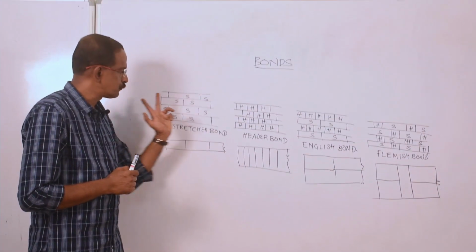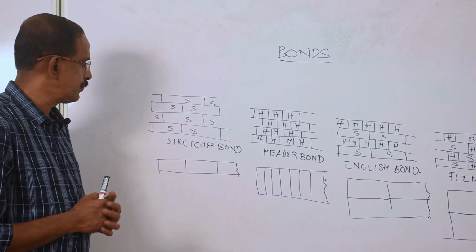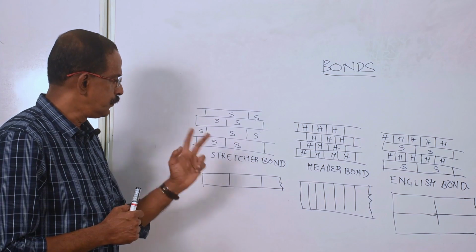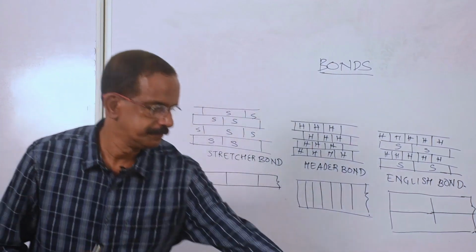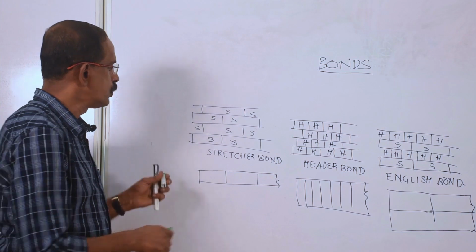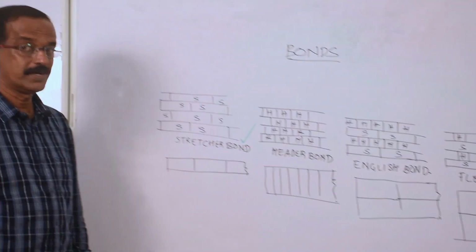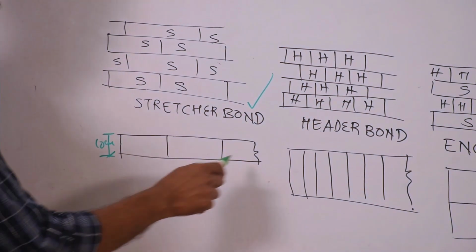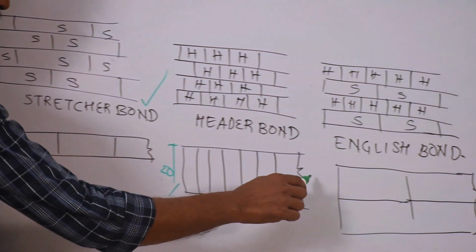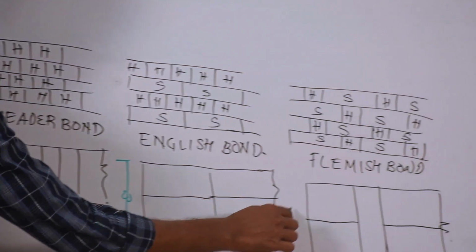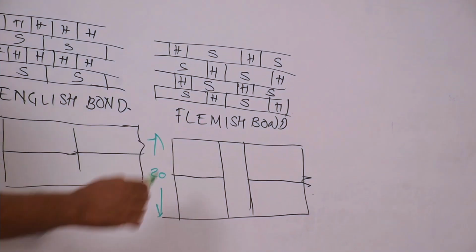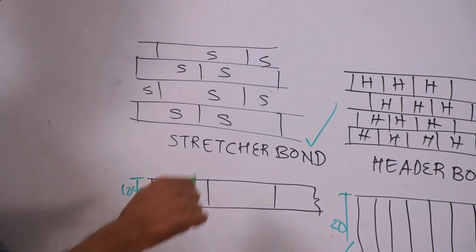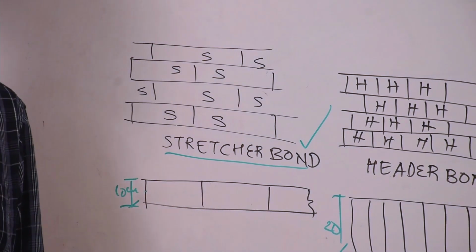Now, out of these four bonds, one bond has a special advantage or benefit. Which bond? What is the advantage? The bond is structure bond. What is the advantage? Here you see, this is only 10 centimeter. Here it is 20 centimeter. Here also 10 plus 10, 20 centimeter. Here also 10 plus 10, 20 centimeter. Okay. So if you want to construct a 10 centimeter thick wall, only structure bond is possible.